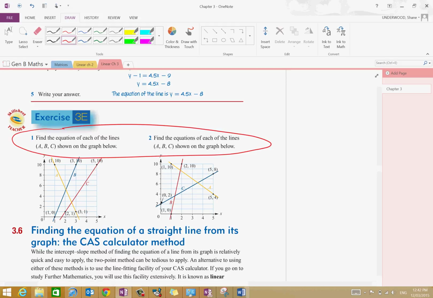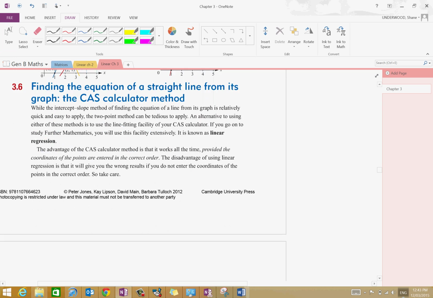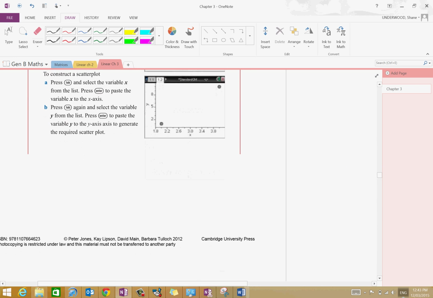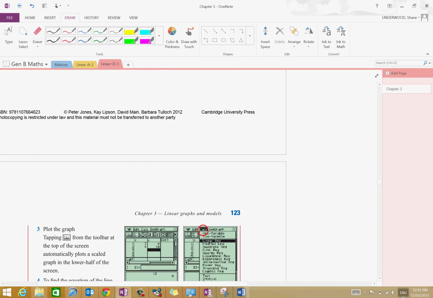before... Do we have class tomorrow? No, we don't. So what's due for homework next week? 3a, b, c, d, e. And using your graphics calculator, let's see what f is.